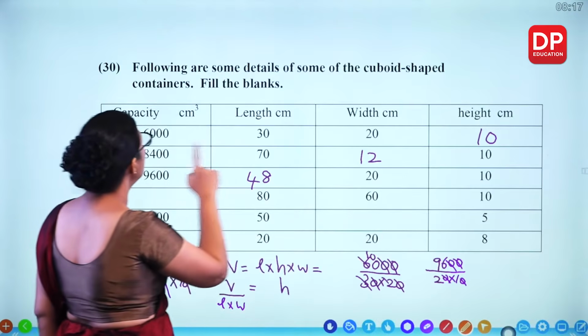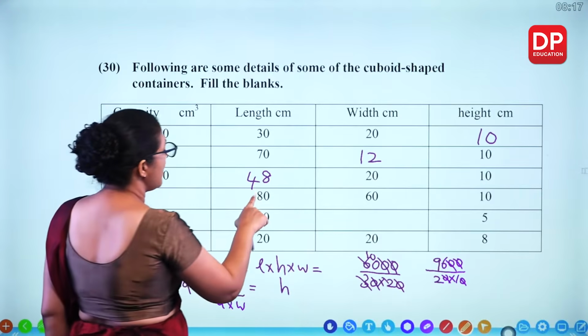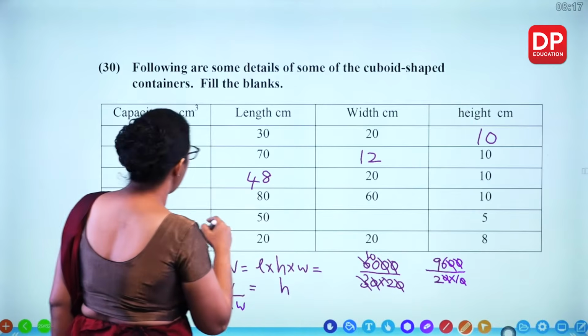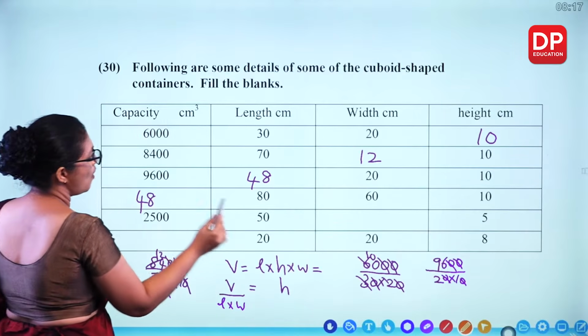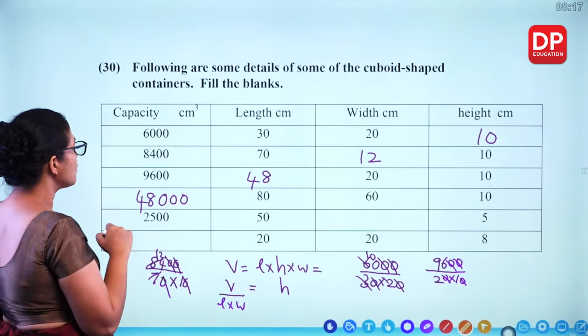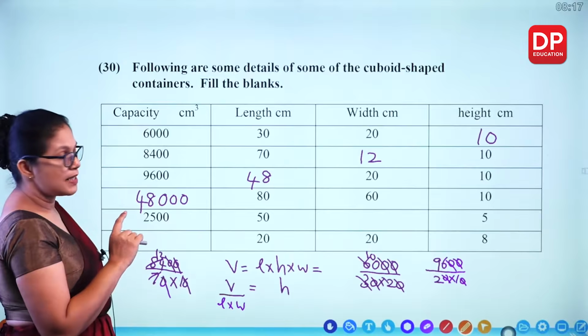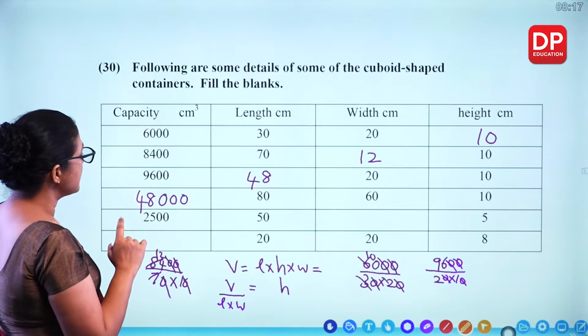This one, how you get the capacity? You multiply. 8 times 6, 48. 1, 2, 3. 3 zeros. So 48,000 cubic centimeters is the capacity.